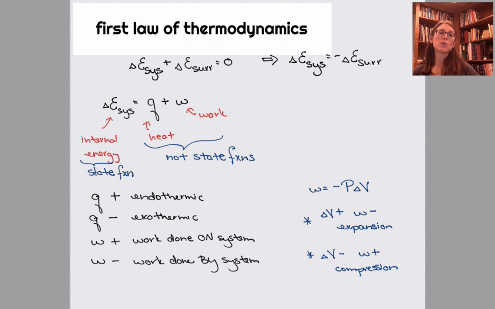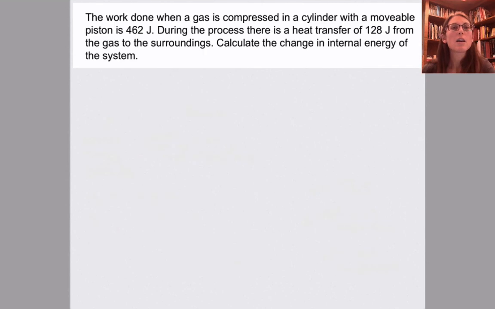And what we're going to do is we're going to put these values for Q and for W and this terminology, endothermic, exothermic, work being done on or by a system, expansion and compression, put those together to solve some relatively mathematically simple problems, like the next example. The work done when a gas is compressed in a cylinder with a movable piston is 462 joules. Okay, first off, here's a picture.